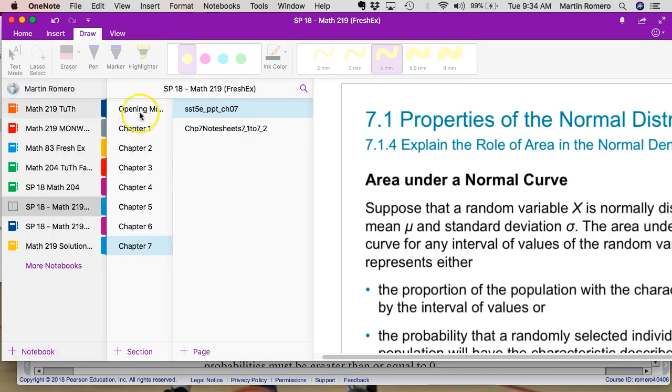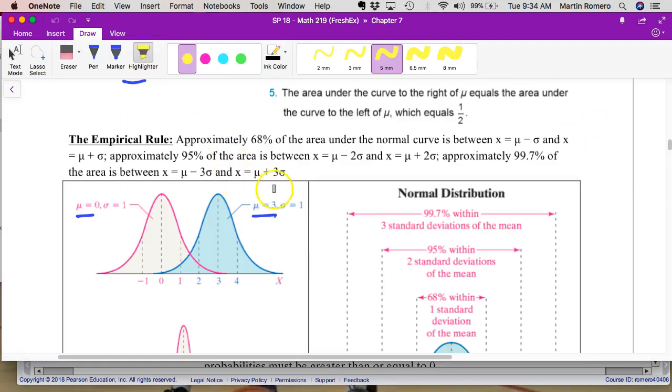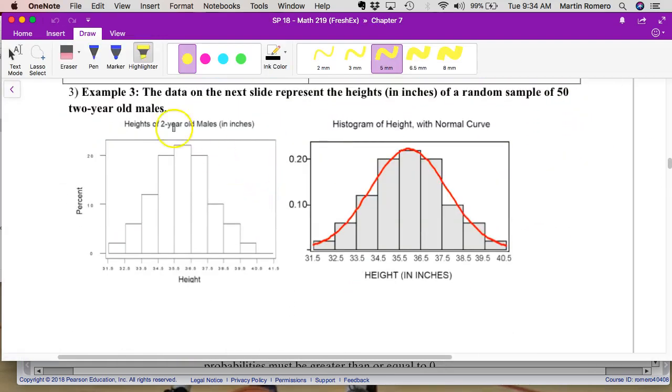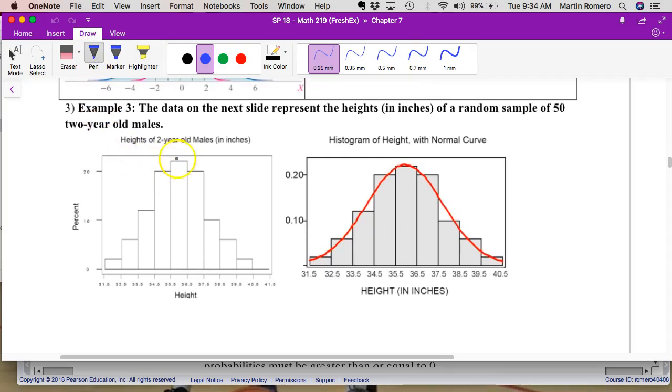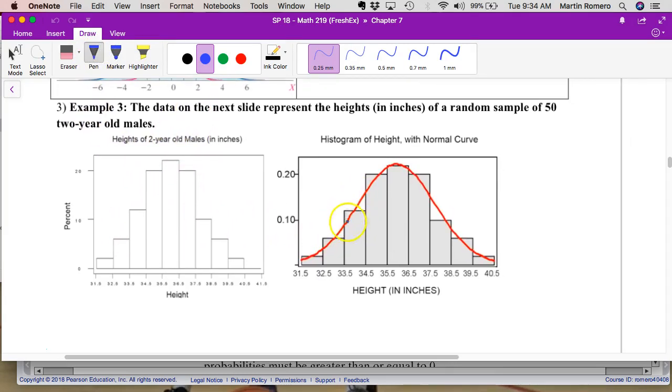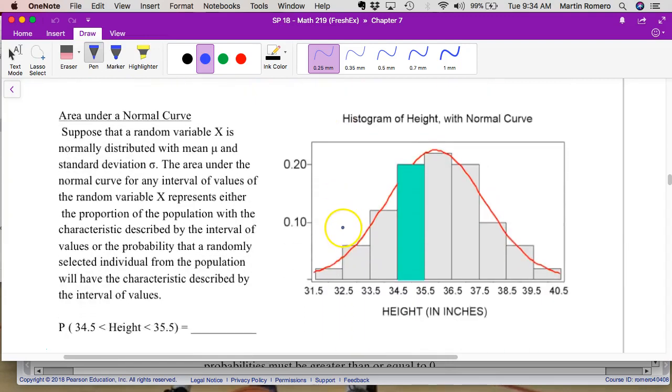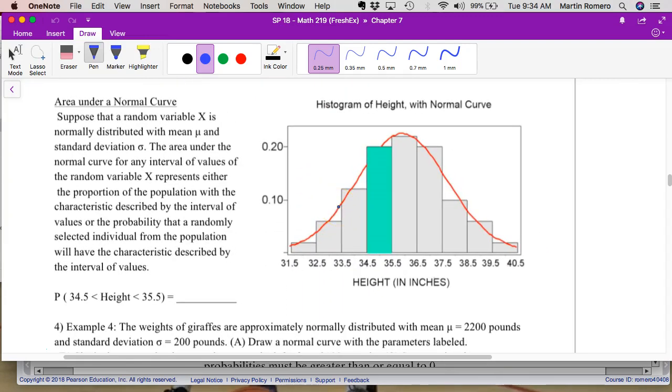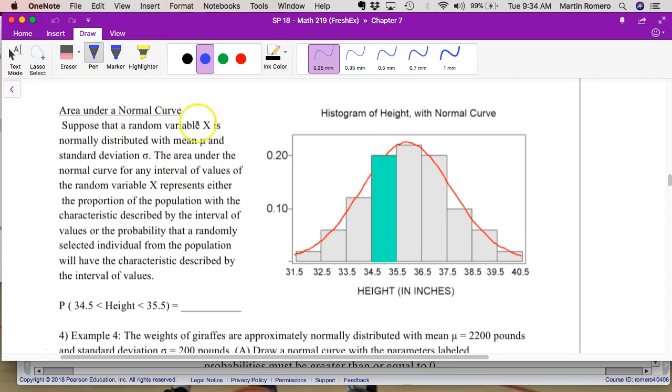So looking at our note sheets, we have this data made here. Using this information, we can answer some questions on our note sheet. One is the area under a normal curve. Suppose that a random variable x is normally distributed, which we have here. We're rarely going to be drawing the histogram. We'll just be drawing the curve.